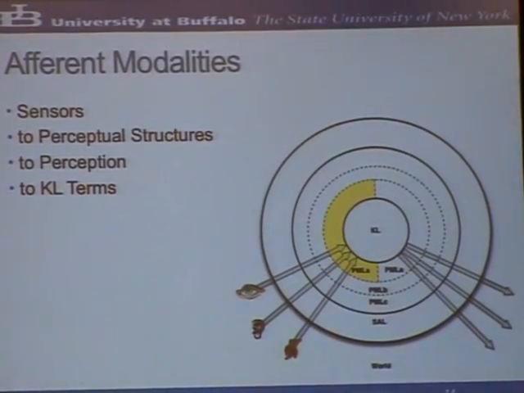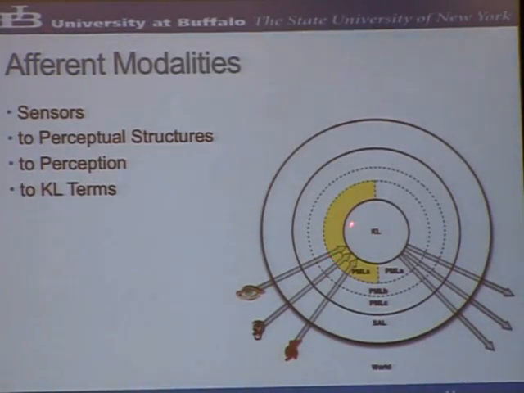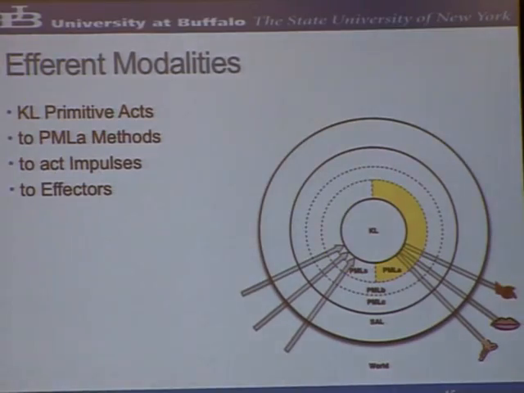Looking at afferent modalities, they start at the sensors, get translated to perceptual structures, at the PMLS gets translated to perception happens, and they get translated to KL terms. And I'll show a little more details of that today than I did earlier in the week. And efferent modalities go the other way. There are KL primitive acts. Those are implemented by PMLA functions, procedures, methods, what have you, to act impulses that go down the modality and eventually to the effectors when something actually happens. So I said all of that earlier, two days ago, as well as what's upcoming.